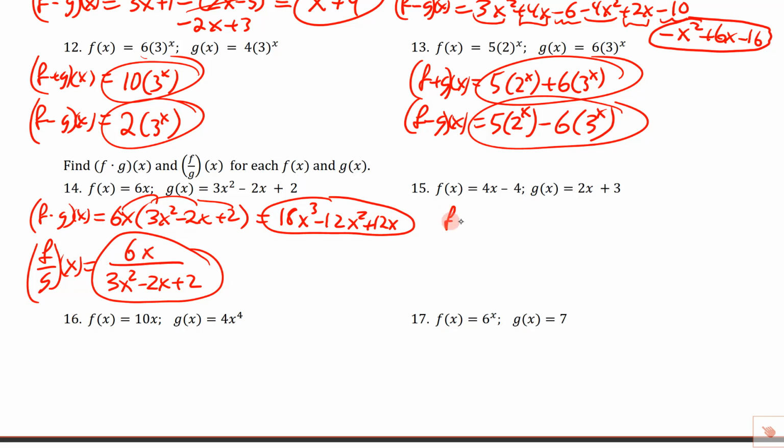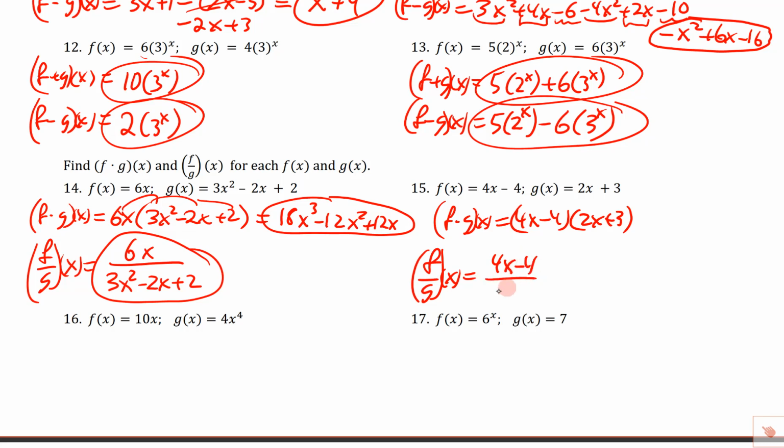Okay, let's do f times g of x on this one. So we're just going to put these together, and we're going to multiply those. So a little bit of binomial multiplication here. And if we do f divided by g, there we go. f on the top and g on the bottom. 4x minus 4 over 2x plus 3. Again, would be cool if we could cancel those. We can't because neither of those are factors. So we are done with that one right there.